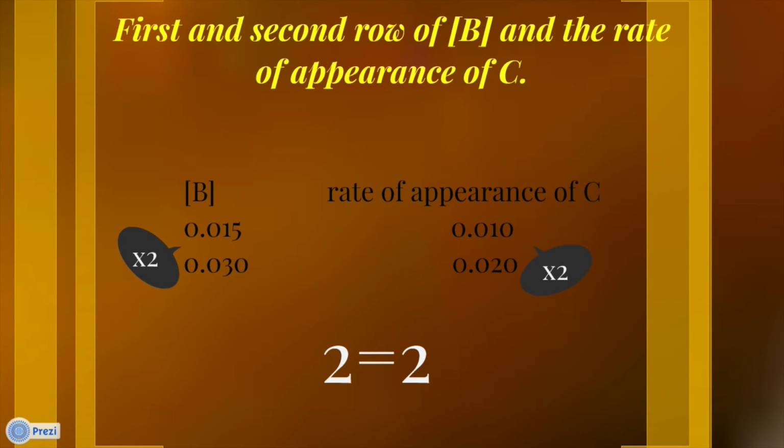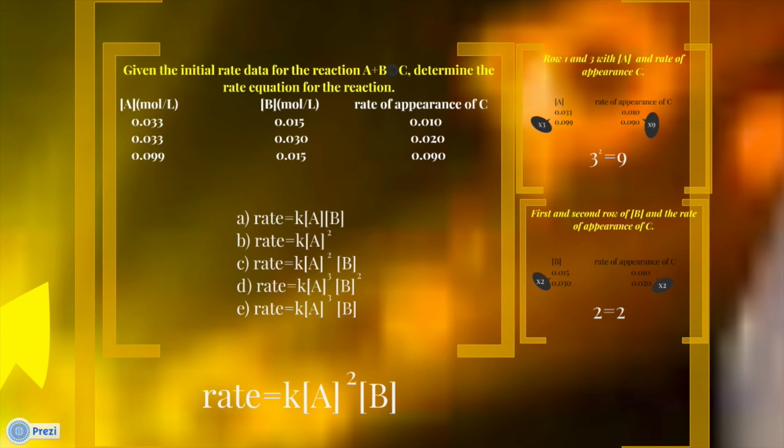Now we take a look at B. We look at B when A is the same, and this happens in the first and second row. We also look at C at this point. We notice that in both columns, to get from the first number to the second, you multiply by 2. The change in concentration, therefore, is directly proportional to the change in the rate. The order that follows this rule is first order. So B is first order. So we have a second order in A and a first order in B. The only one that fits this is choice C.